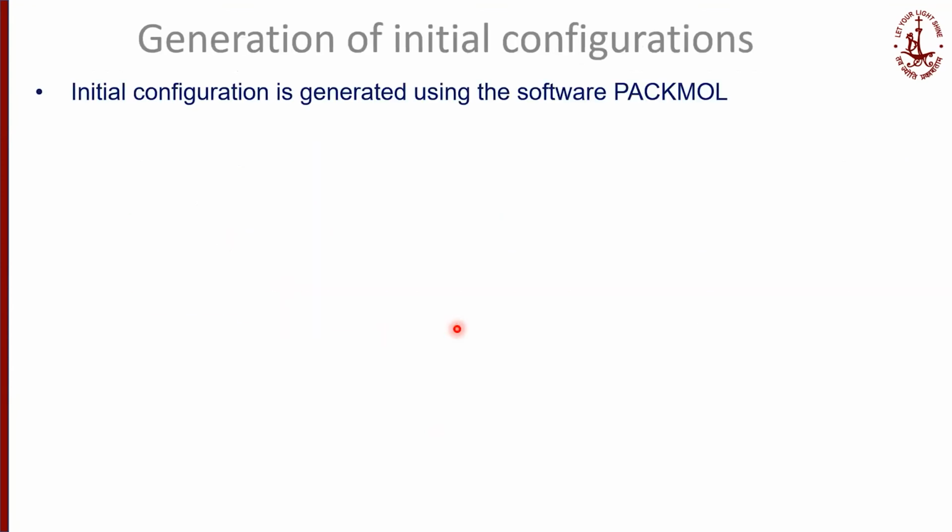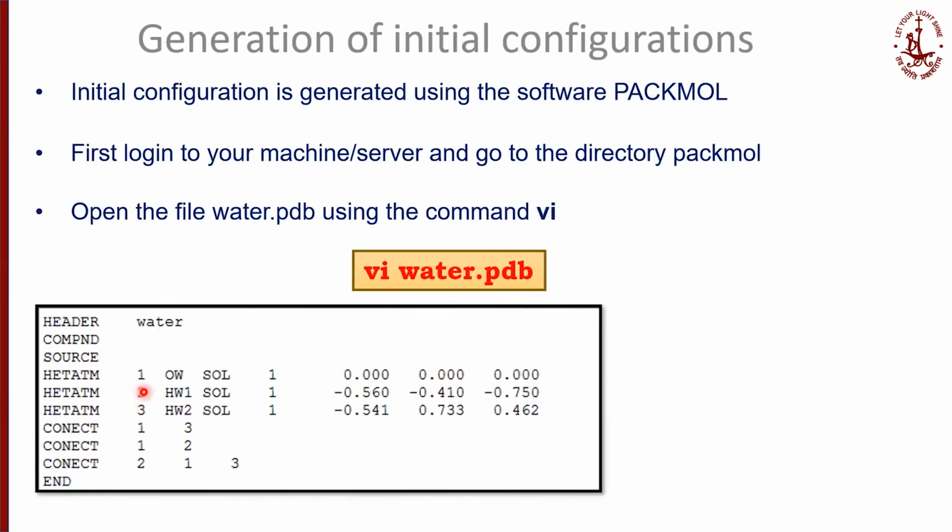Check the structure file of water. This is how it looks. So now you have 1, 2, 3. These are the coordinates of water, each and every atom, oxygen, hydrogen. You can see here it is labeled as OW, HW1, HW2. SOL is the residue name.